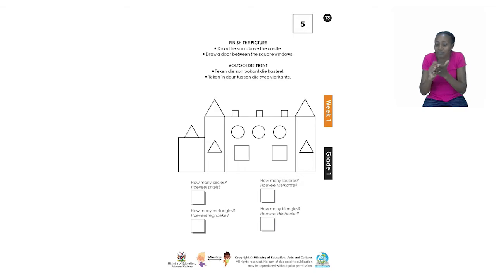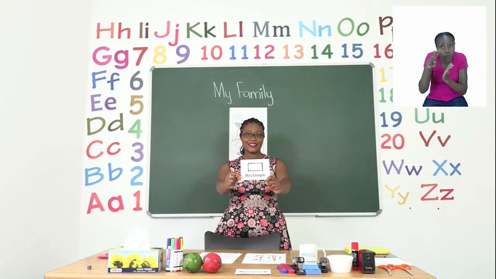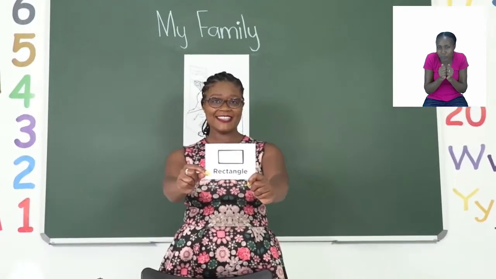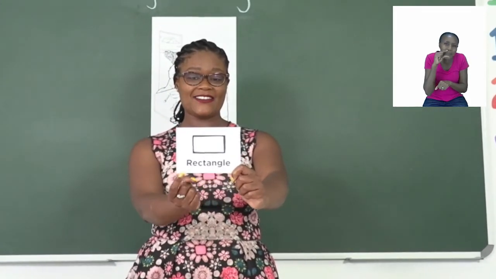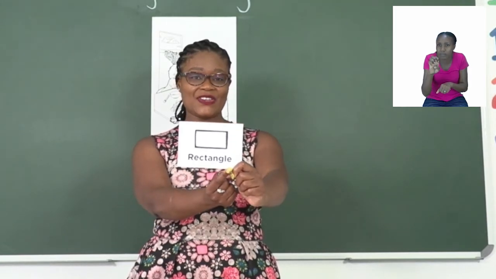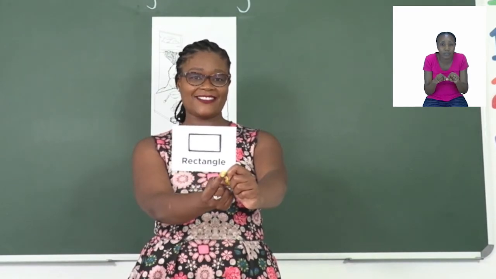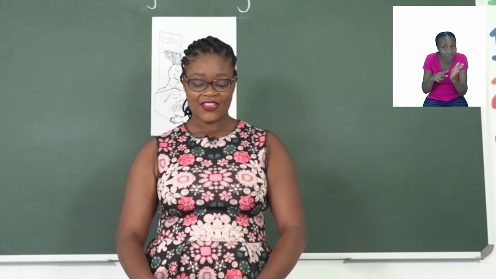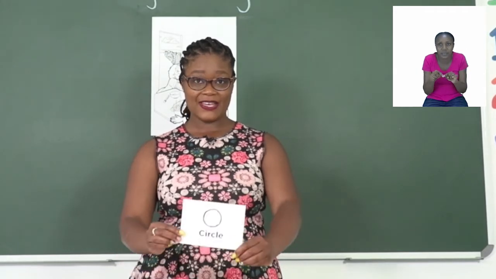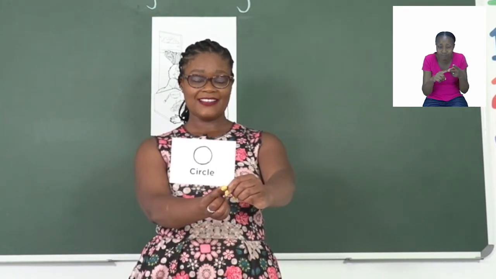To help you with the different types of shapes, I am going to show you some cards with the names of the shapes, and we're going to read them together. The first name is rectangle. Let's start. Rectangle. Very good. Again, rectangle. Wonderful. The next shape that we are going to talk about is a circle.